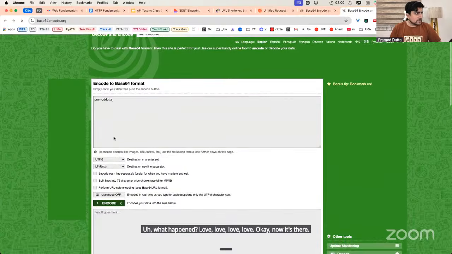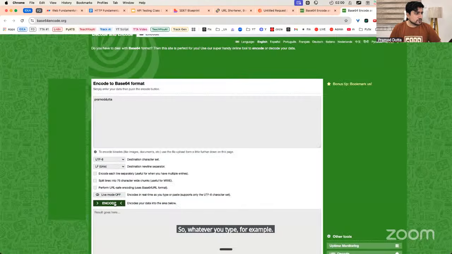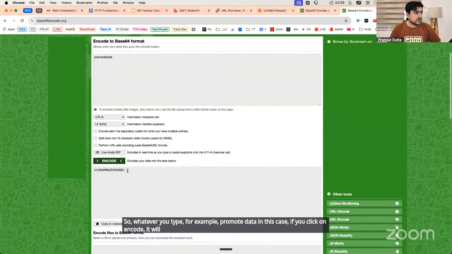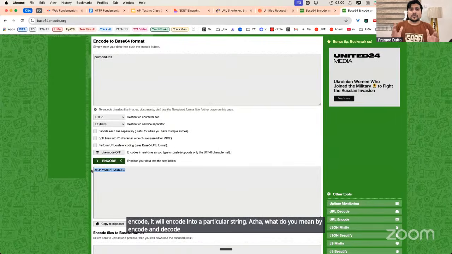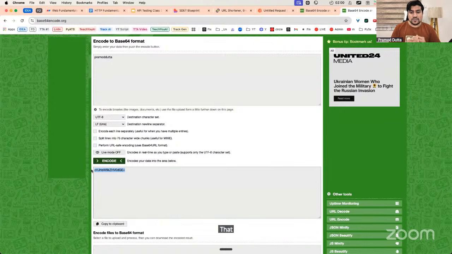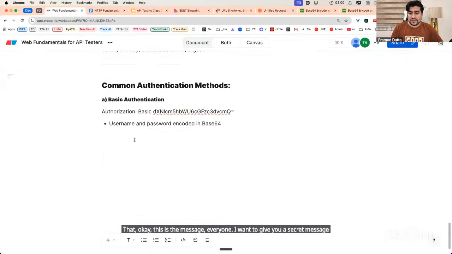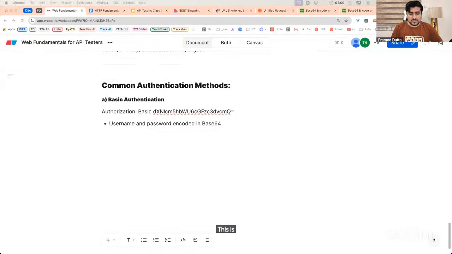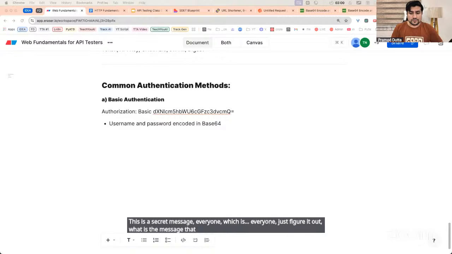Whatever you type, for example Pramod Datta in this case, if you click on encode, it will encode into a particular string. What do you mean by encode and decode? It is nothing but encryption. For example, let's suppose this is the message, everyone. I want to give you a secret message. Encode, decode basically means this is a secret message, everyone. Just figure it out. What is the message that I want to give you? Okay, this is the message that we have.